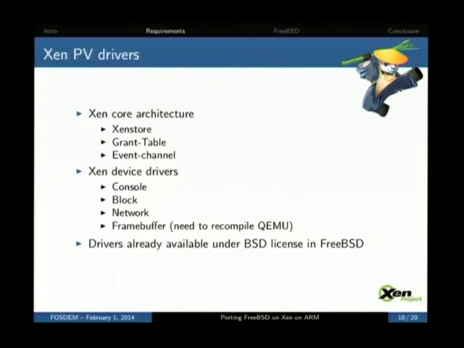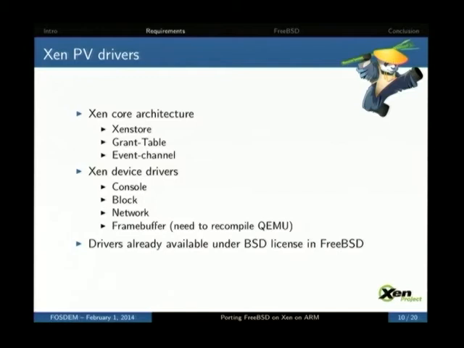XenStore is like a database which contains string data to know where your console is living, for example, what your physical address is, what the event channel is, etc. The grant table is used for sharing data, as I said earlier. And the event channel is used to send an event to the guest, or the guest sends an event to DOM0 or another guest.